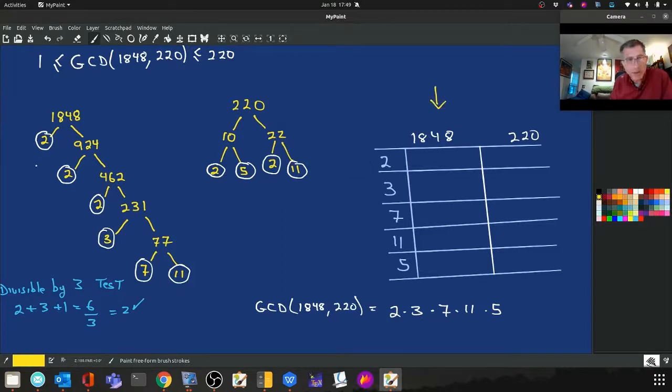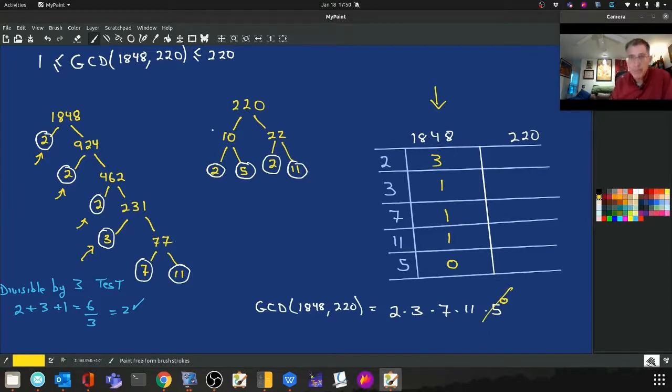1848. How many 2's do we have? There's 1, 2, 3. We have 3 2's. How many 3's do we have? Well, we have 1. How many 7's? We have 1. How many 11's? We have 1. And 0 5's. Now, as soon as I have a 0 there, I'm done with it. I really don't have to carry on, because we're going to be choosing the smallest numbers in each of these rows, so I immediately know that's going to be 5 to the 0th, which is equal to 1.